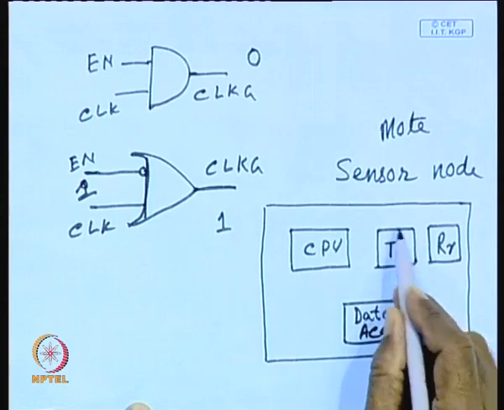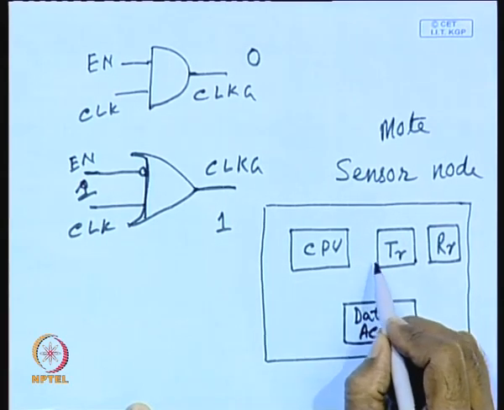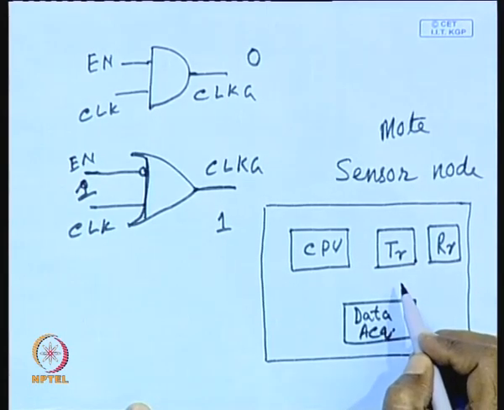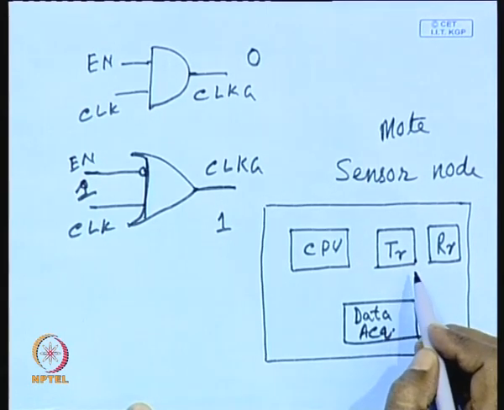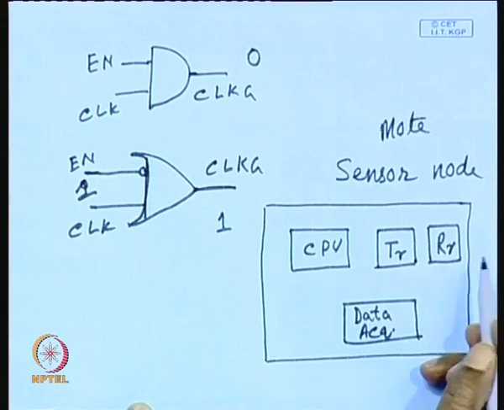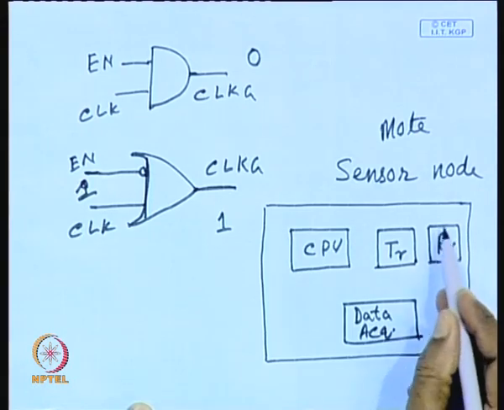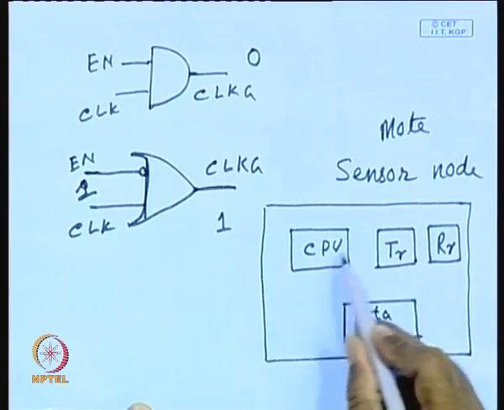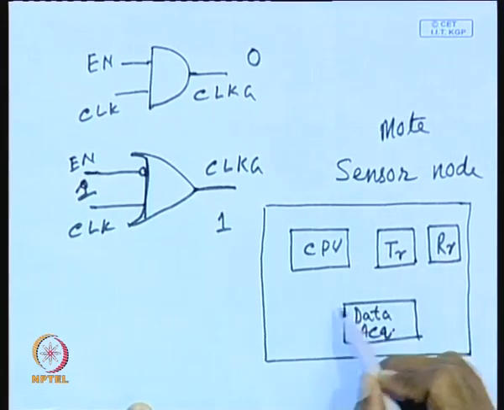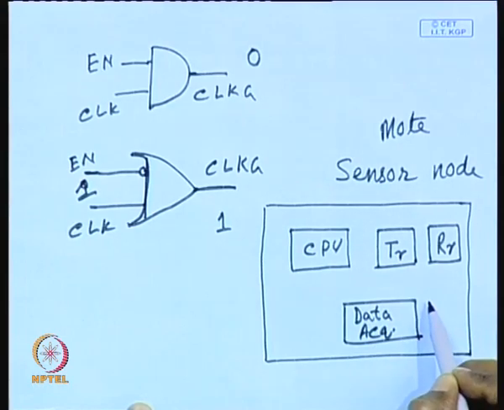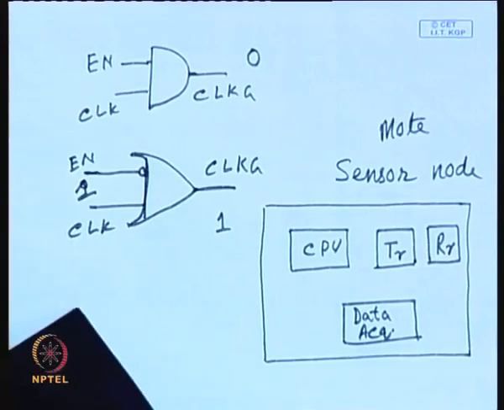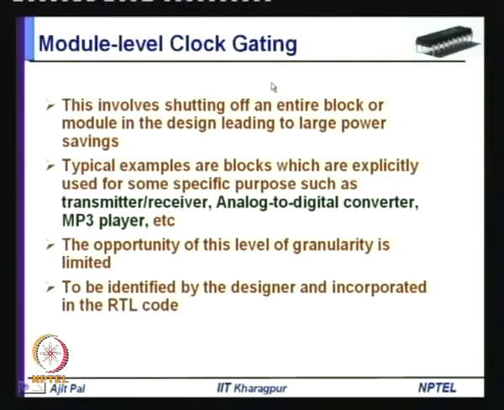And when you require to send the data to another part of the network of a sensor network, then you will turn on the transmitter, with the help of which you will send the data to other nodes or a base station. Similarly, when you are receiving data from other nodes or from the base station, you will turn on the receiver. So, you can see here you have the opportunity to selectively turn on and off different components, different building blocks within a sensor node or MOT, and this is where you can use this module level clock gating.